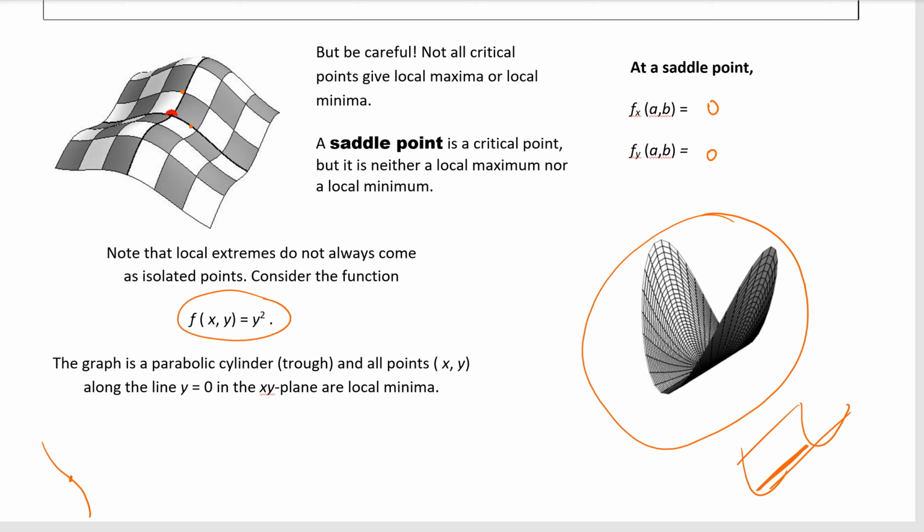Yeah, so exactly. This is the parabola. The graph is a parabolic cylinder. And all points (x,y) along the line in the xy plane are local minima.